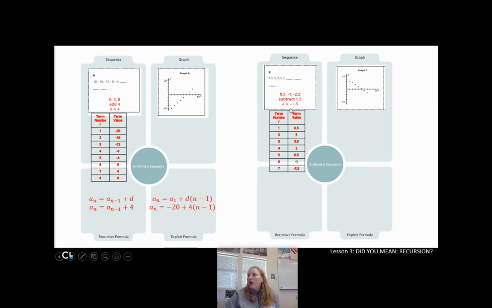My next sequence is K. I saw that my common difference was -1.5 because we were subtracting, so I put that into my recursive formula. And then not only is my common difference -1.5, but my first term was 6.5, so I put that into my explicit arithmetic formula.